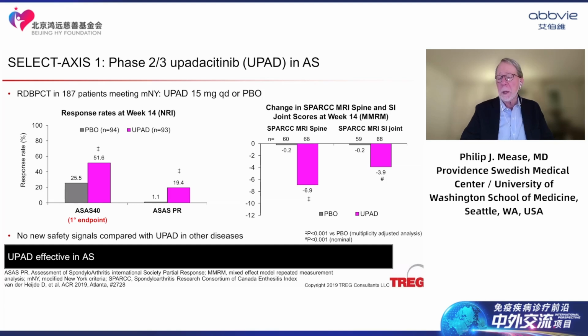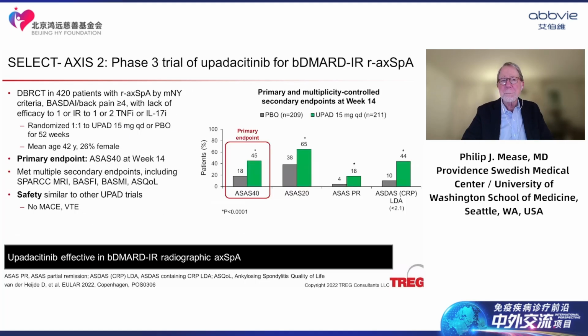There was also an improvement in spine scores in this particular study, radiographic spine scores. Now moving on to the phase 3 trial of UPA in the patients who were previously exposed to biologic DMARDs who had radiographic axSpA. We see the improvements as compared to placebo in ASAS-40, which is the primary endpoint, as well as other measures.